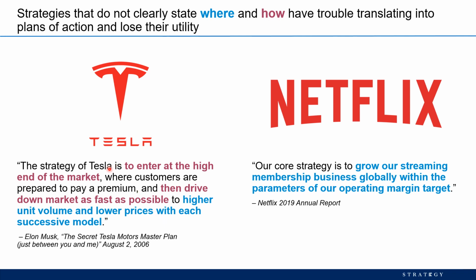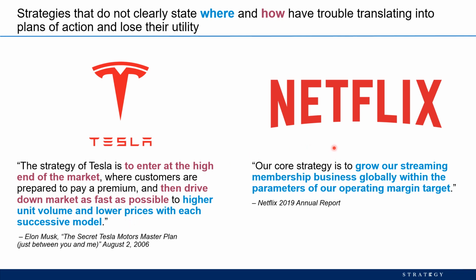How are they going to get there? Well, they're going to do so by entering at the high end of the market and then driving down market as soon as possible. So this is their pathway, how they are going to get to this position. This is a great strategy because it clearly states where they want to go and how they are going to get there. And this can be passed on to a manager that can then translate that into a plan and execute on it for the business.